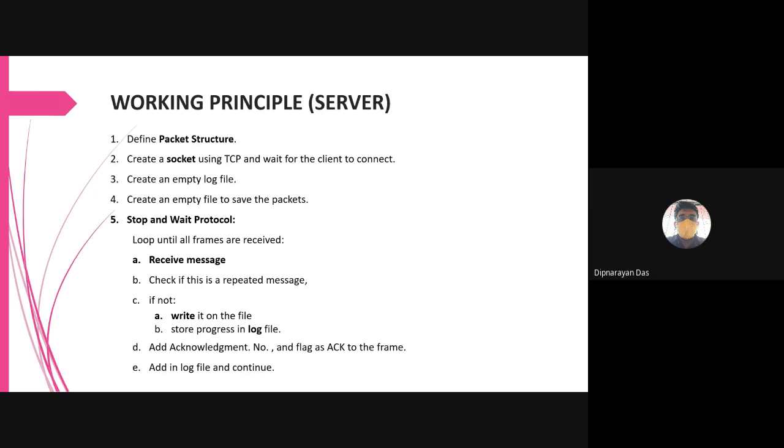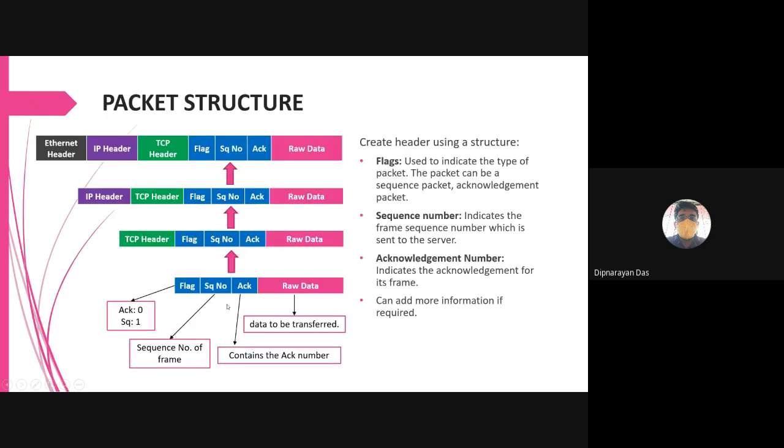Okay. So now the stop and wait protocol. Here it is a loop, because the server will wait for the data. When it receives the message, it will process it, and again wait for another data. So it will run in a loop. So this is the packet structure.